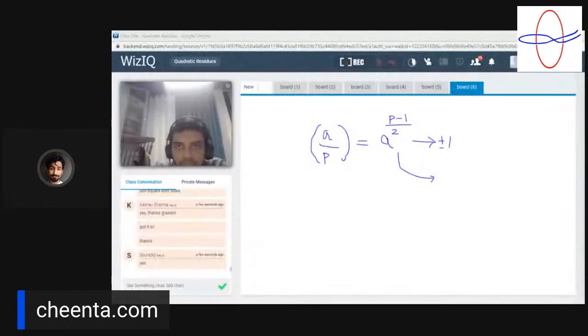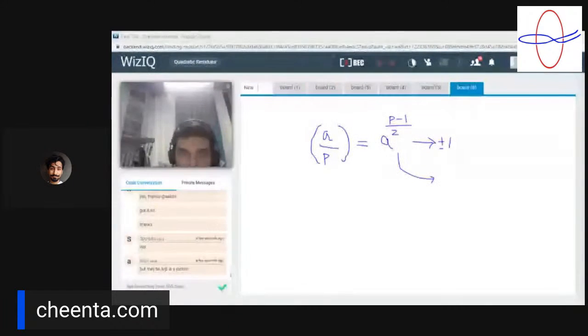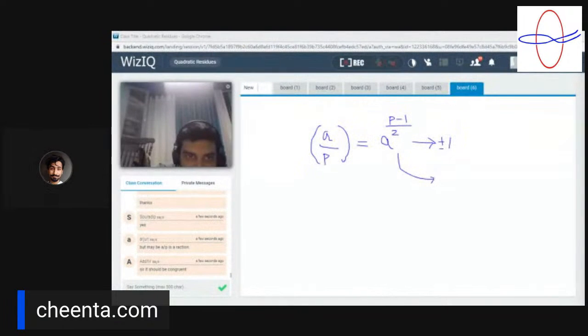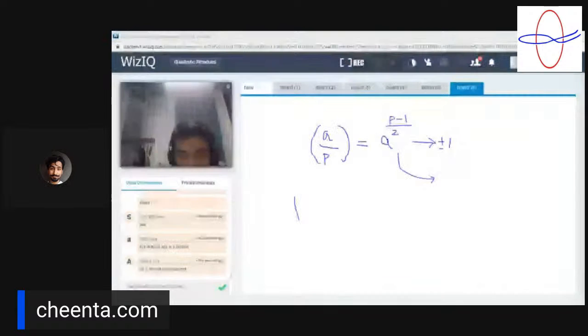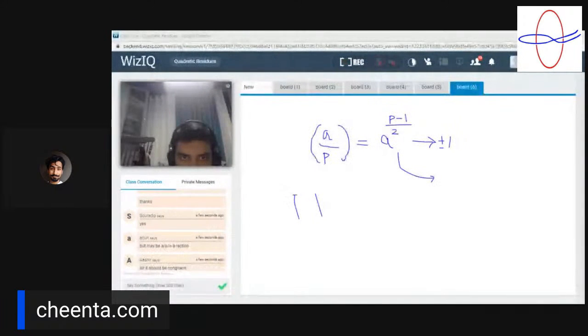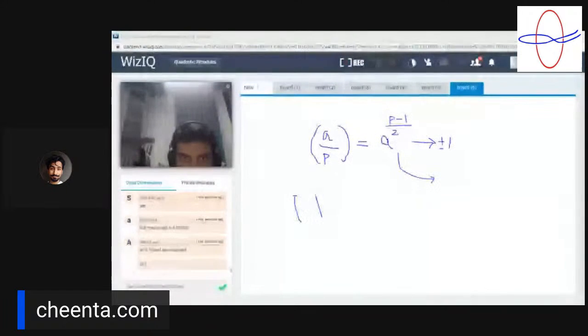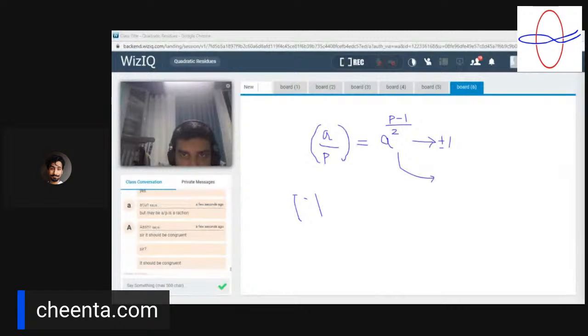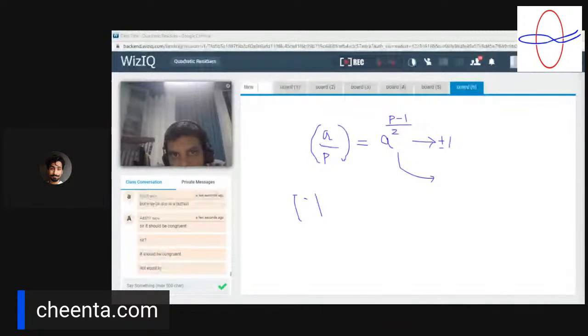Now why is this true? Specifically, we'll take two cases. Case 1, where a is a quadratic residue, that is, it will be congruent.